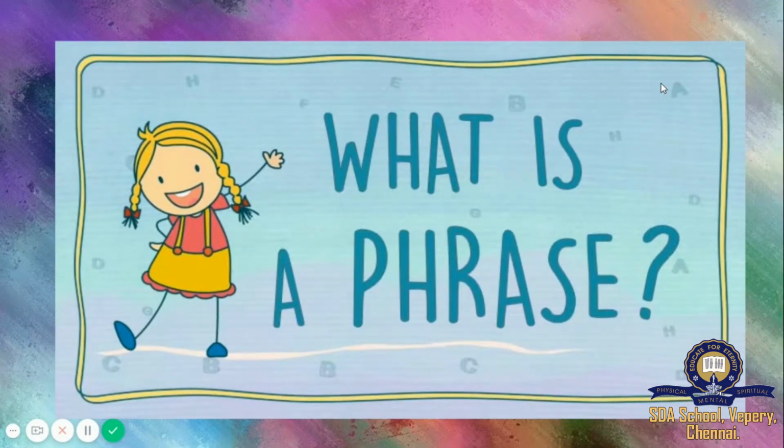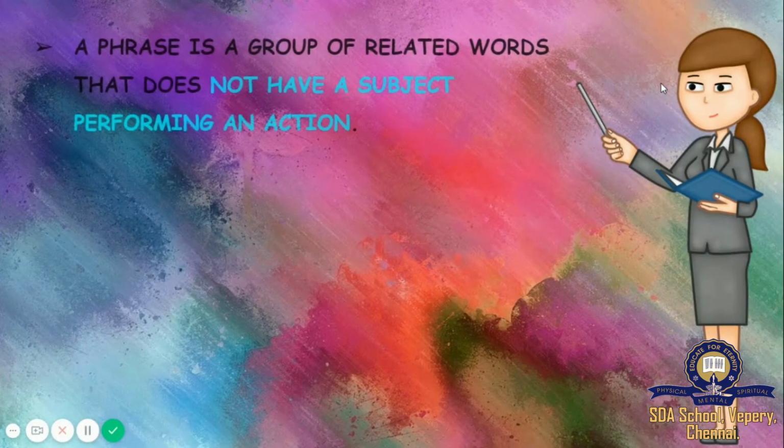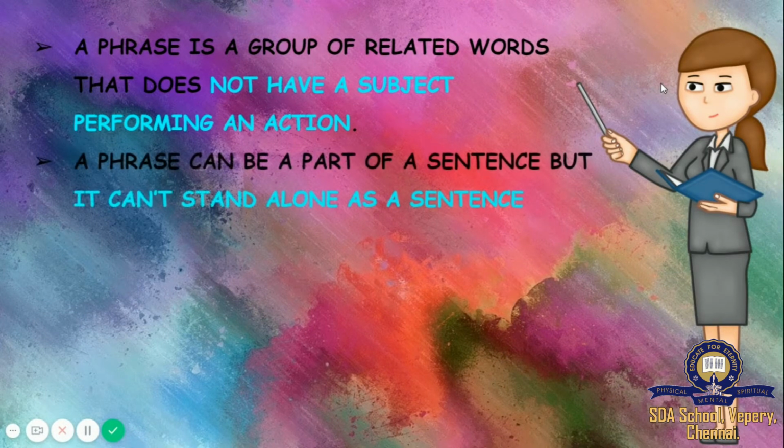What is a phrase? A phrase is a group of related words that does not have a subject performing an action. A phrase can be a part of a sentence, but it cannot stand alone as a sentence. So here, a phrase is a group of related words. It does not have a subject and a predicate. A phrase conveys some sense, but cannot stand alone to form a complete sentence or to convey a complete thought. It depends on other groups of words to make sense.